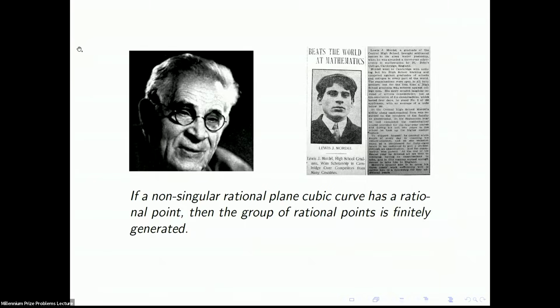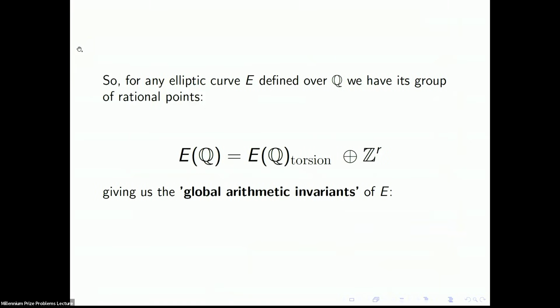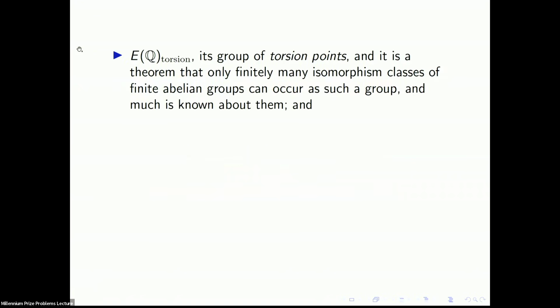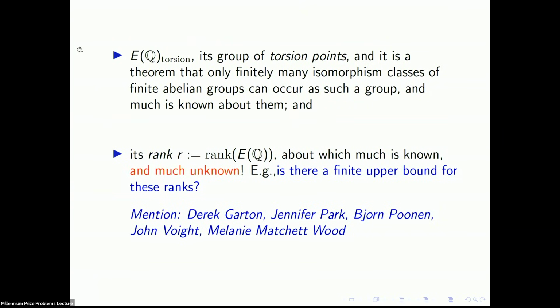Finitely generated, so it is of the form a torsion subgroup, which is finite, and a free part, which has to look like Z to the r for some r. And so it gives us the global arithmetic invariants of our elliptic curve. That is the torsion subgroup, the group of torsion points. And it's a theorem that only finitely many such isomorphism classes of finite abelian groups can occur as such a group, and much is known about them. And its rank. Now the rank, well, much is known, but much is unknown.